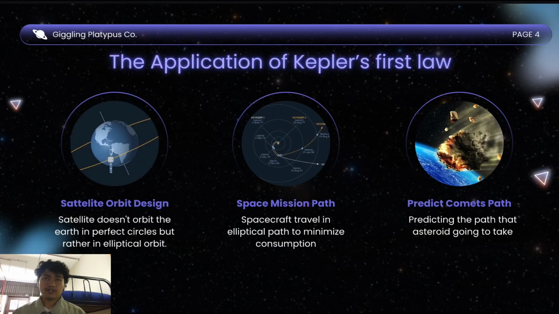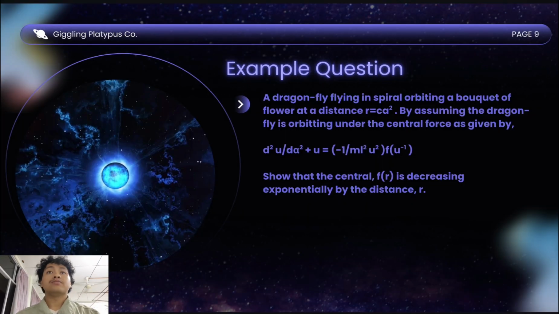So up next, we're going to talk about the application of Kepler's first law. Kepler's first law serves a lot of purpose in our daily lives. One of them is for satellite orbit design. Satellites don't orbit the Earth in perfect circles, but rather in elliptical orbits. The second one is for space mission path. Spacecraft travel in elliptical paths to minimize consumption, mainly fuel consumption. And lastly, to predict a comet's path, predicting the path the asteroid is going to take so that safety precautions can be taken early to ensure the safety of planet Earth itself. So we're moving up to the example question.